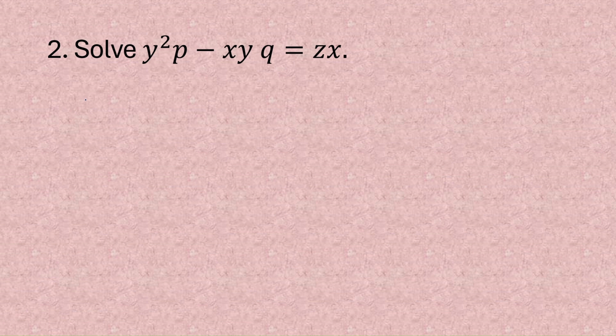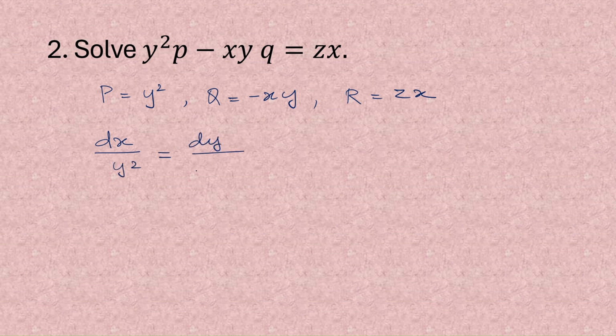So now moving to the next question, y square p minus xyq is equal to zx. Here P is equal to y square, Q is equal to minus xy, and R is equal to zx. So now we shall write the subsidiary equation, which we can write as dx by capital P, that is y square, dy by capital Q, minus xy, is equal to dz divided by capital R, that is zx. Now we shall name these ratio 1, 2 and then 3.